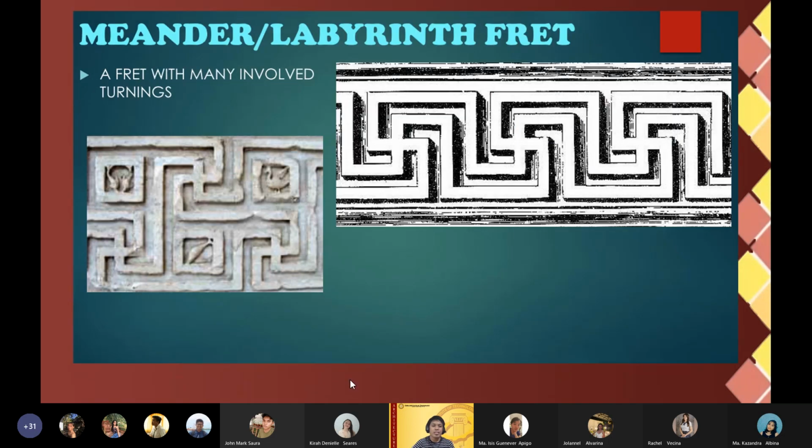Another term we have here is meander or labyrinth fret. So what is the meaning of fret? Actually, frets are just patterns, but they are called endless patterns. That means it has no end, meaning you can keep going around. It's just like a maze. So it is called a fret. Patterns.